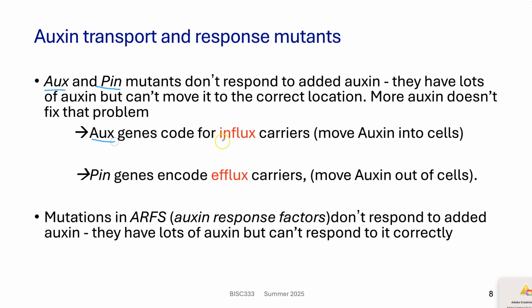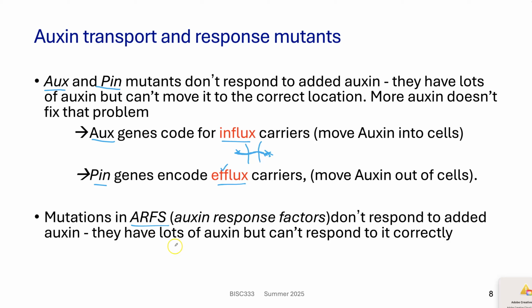And the AUX genes are influx carriers. That means they move auxin into a cell. And the PIN genes encode efflux carriers, which are moving auxin out of cells. And if you think about the cells of plants, in order to get auxin from one cell to the next, you first have to put it out of, so the PIN is first, but then it has to be taken into the next cell. It's like, think of it as the baton being passed. You've got one person passing the baton away from themselves, and then the other one is grabbing the baton and taking it, right? And then the ARFs, the auxin response factors, these are transcription factors and some other regulators.